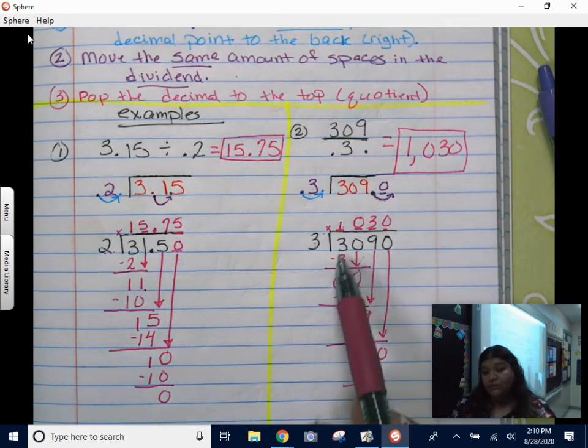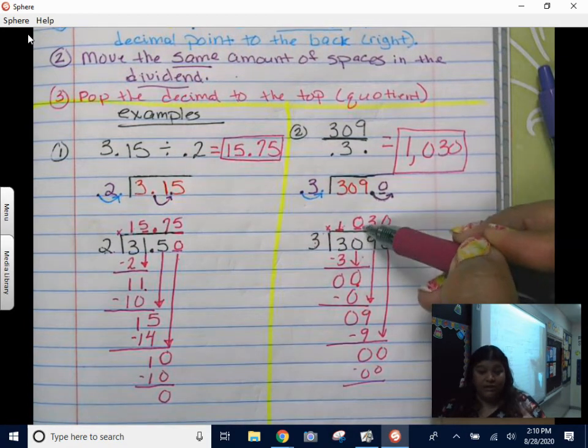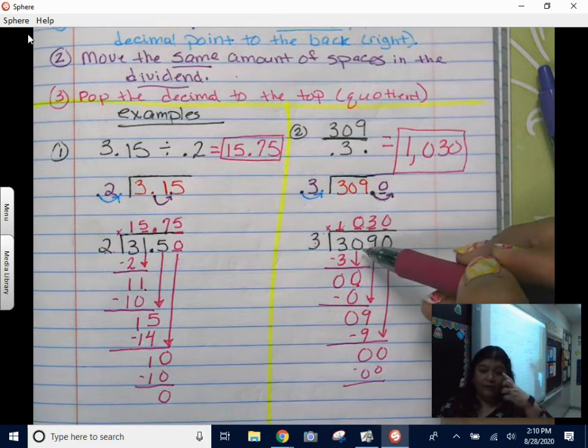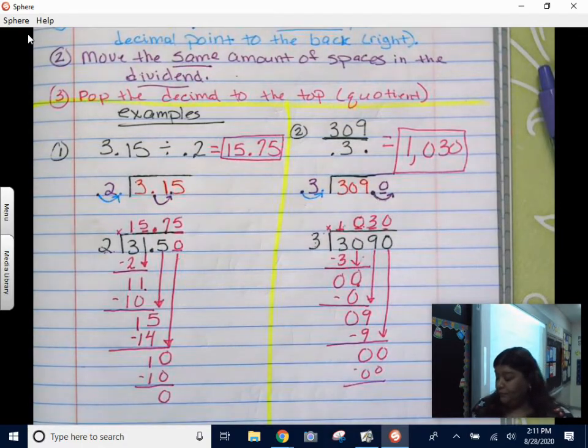That's why I tell you go digit by digit and make sure you have a number above each digit. If the 3 couldn't go into this 0, or if it gives you 0, make sure you put the 0 up here. Those zeros are important because they're part of your final answer, okay?